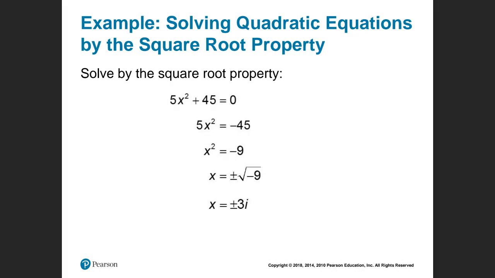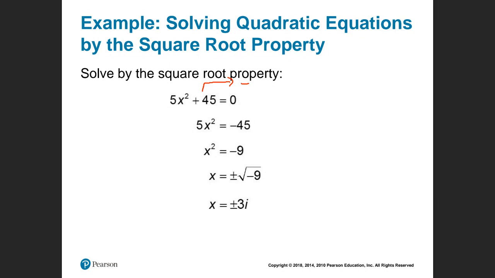Solve by the square root property. 5x squared plus 45 equals 0. Just move 45 to the right side, and it becomes negative. So we have 5x squared equals negative 45.